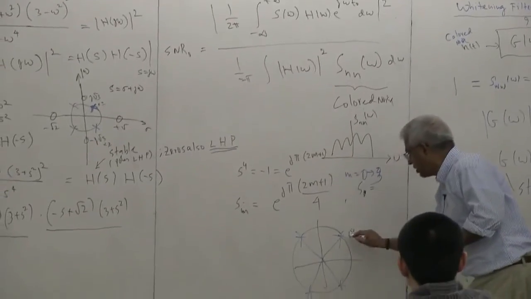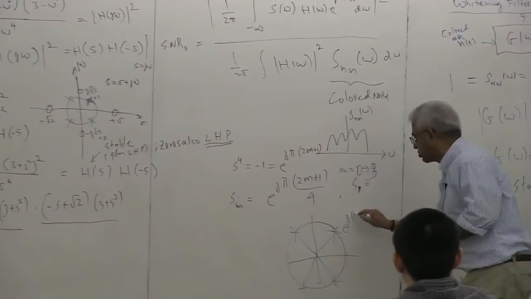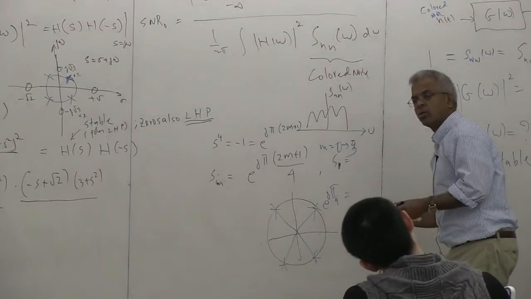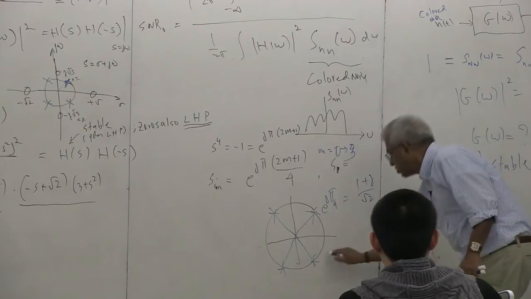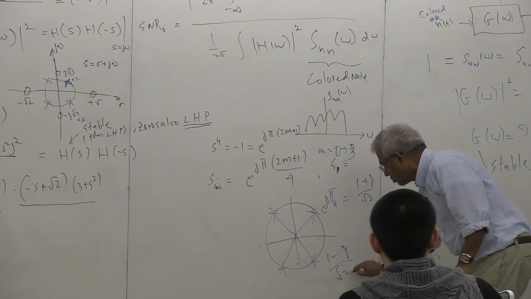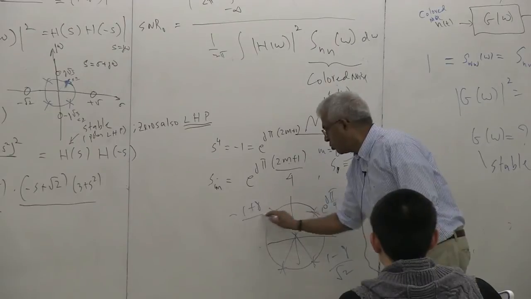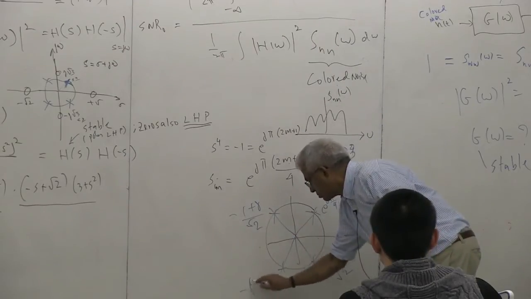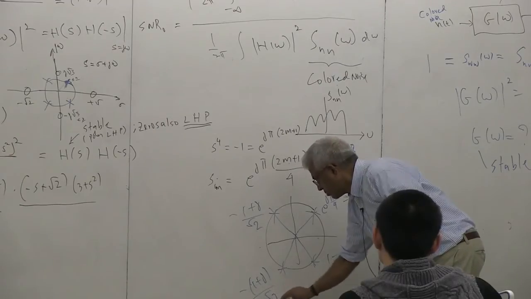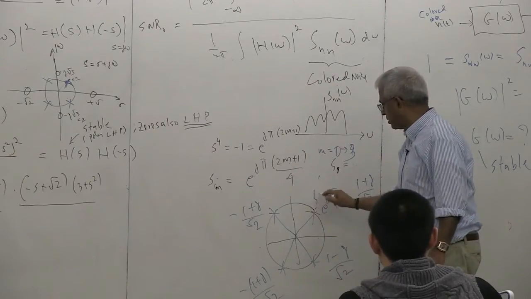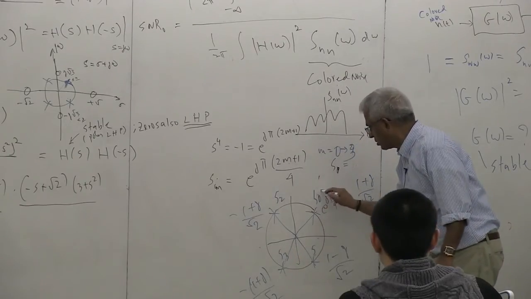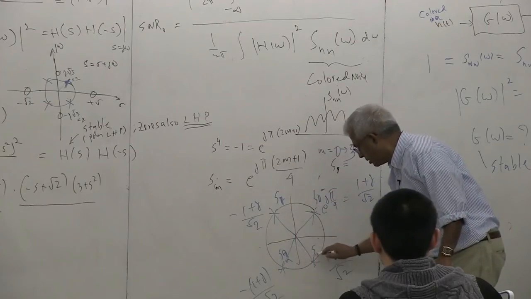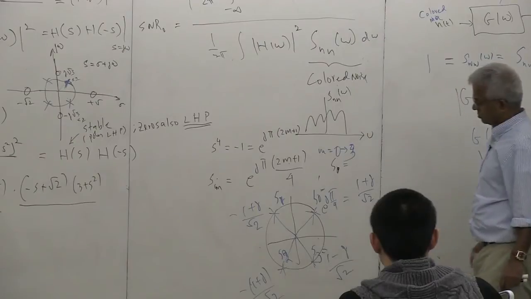So this is e raised to j pi by 4, put m equal to 0. That is cos pi by 4, how much is it? 1 over square root of 2. So this is 1 plus j by square root of 2. So this is 1 minus j by square root of 2. So this is minus 1 plus j over square root of 2. This is minus of 1 plus j over square root of 2, right? So let me call these roots S0, S1, S2, S3. Okay, 4 roots, right?